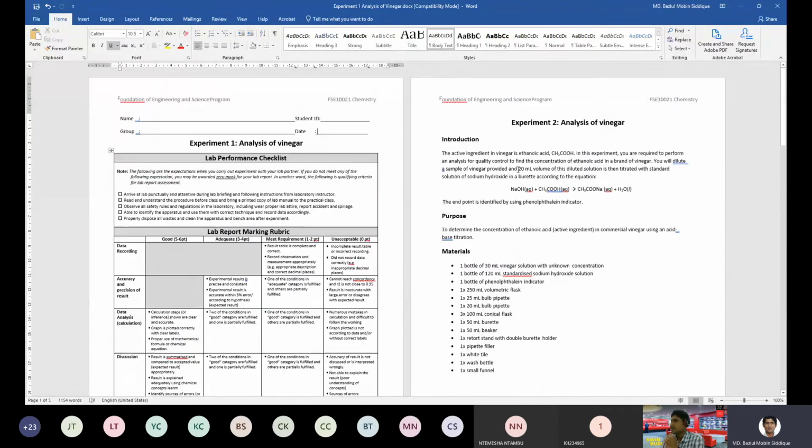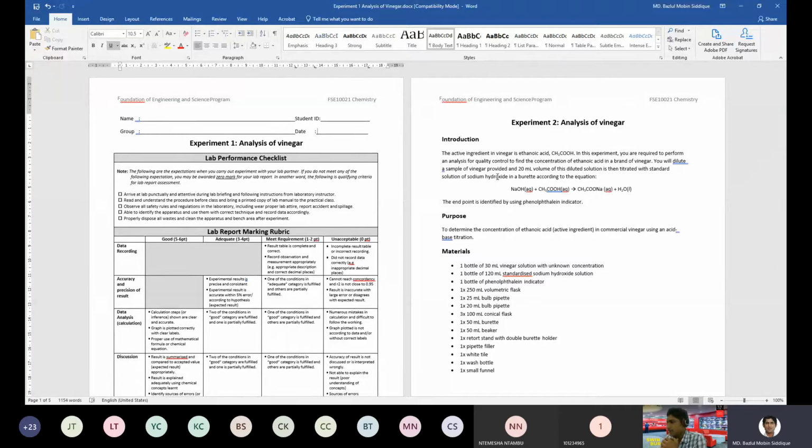Right. Now let's come to the experimental analysis of vinegar. As I said, vinegar is an acid, a very weak organic acid. All organic acids are weak acids. And then I want to quantify the amount of vinegar that I have in it through titration.